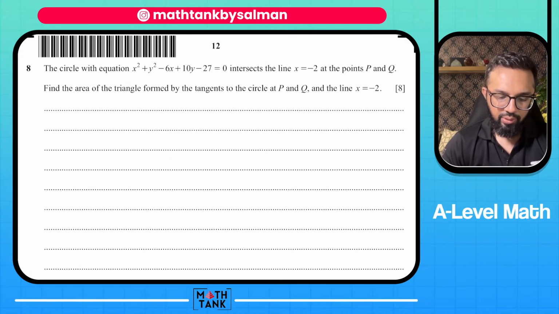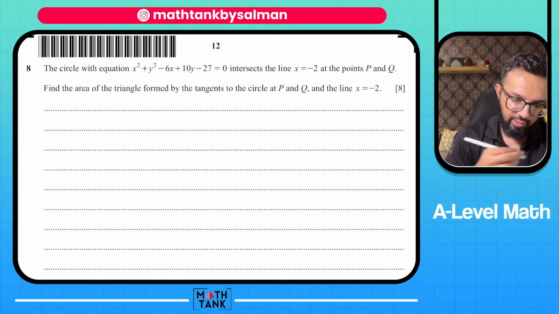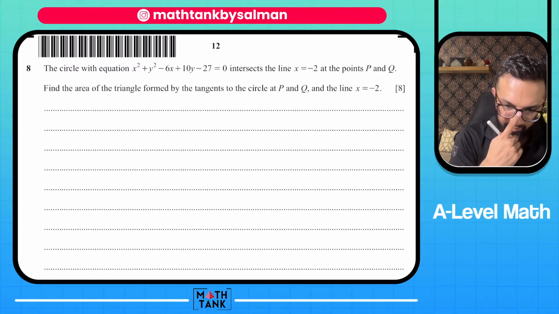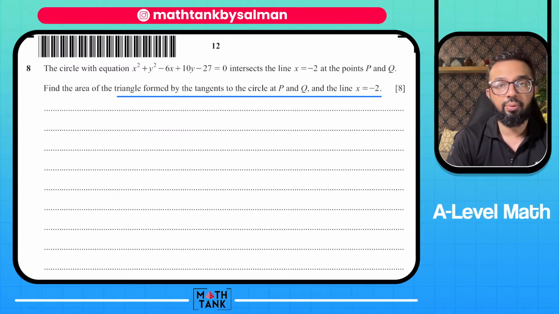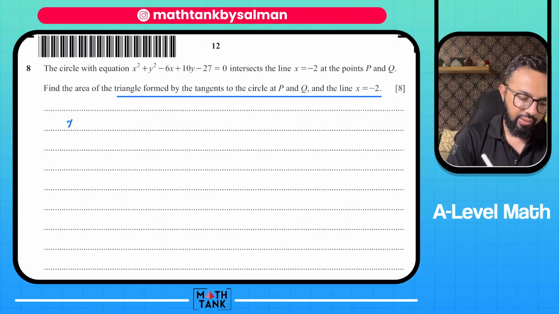Okay, question number 8. The circle with equation this intersects the line x equals -2 at the points P and Q. Find the area of the triangle formed by the tangents to the circle at P and Q and the line x equals -2. So the first thing that I should do is complete the square on this circle.